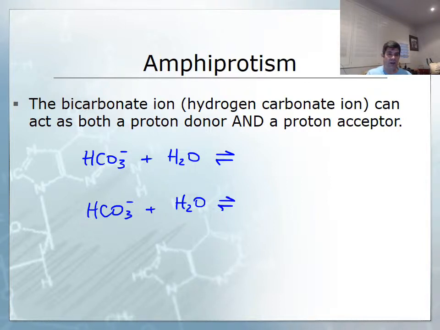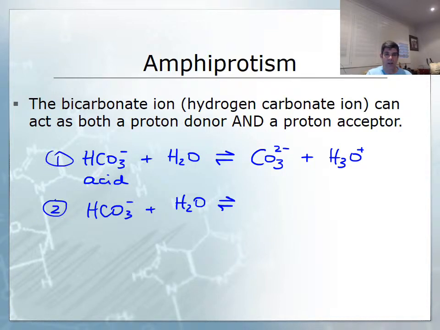So in the first one, I'm going to make the bicarbonate ion act as an acid. So if it's acting as an acid, it's going to donate a proton, which means it's going to go down by 1 hydrogen and 1 charge, and the water molecule is going to have to go up by 1 hydrogen and 1 charge. Likewise, in the second of these equations, so this is the first one, this is the second one, this one we're going to have this acting as a base.